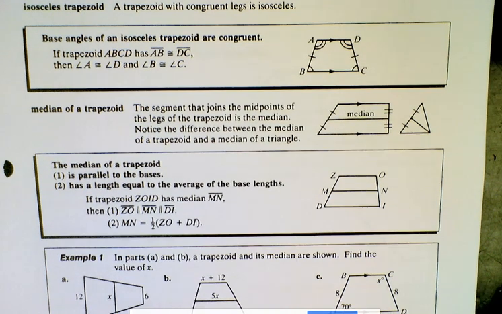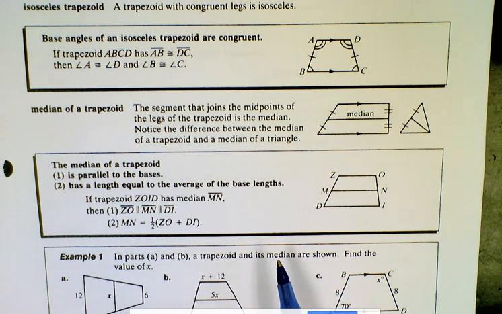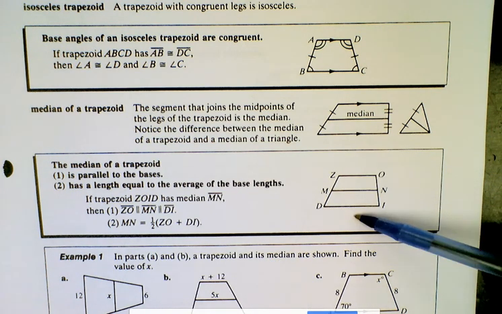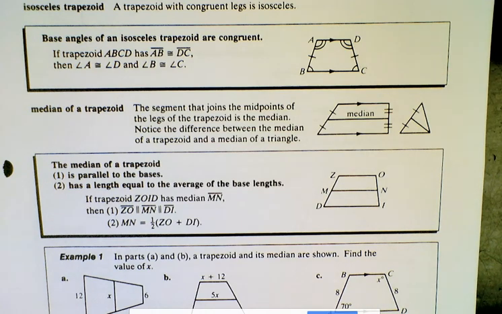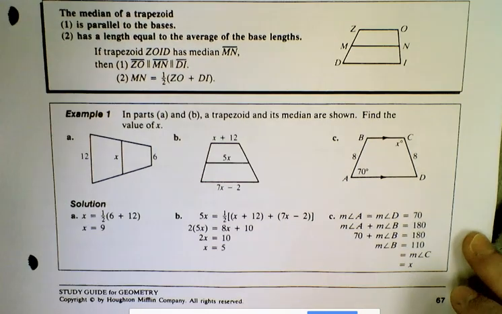The properties of the median of a trapezoid are that it's parallel to the two bases and it's equal to the average of the base lengths. So you would add the top and bottom base and divide by 2 to get what the median value is. Here are some examples.